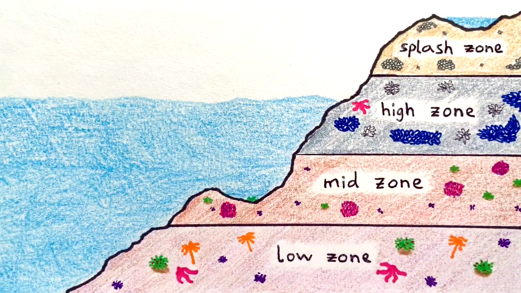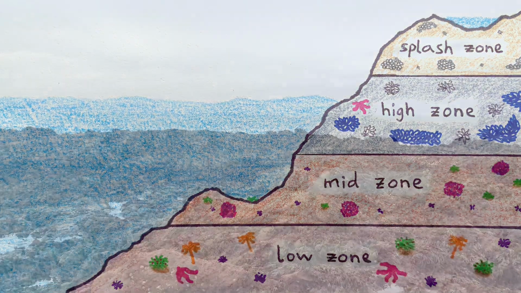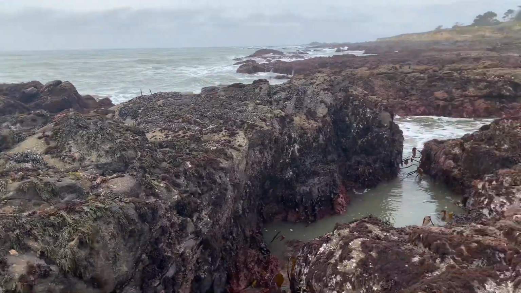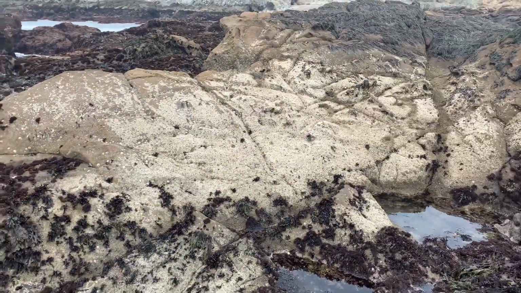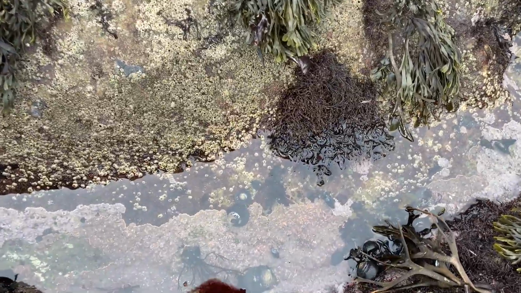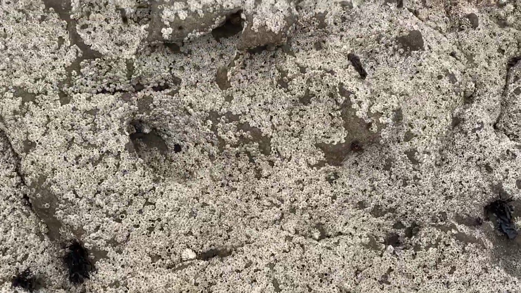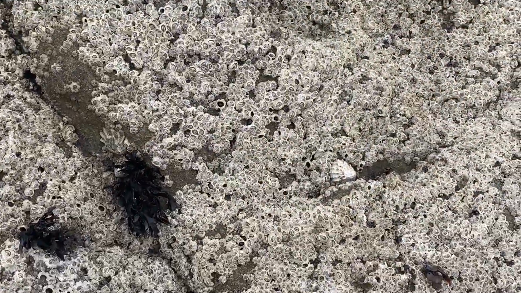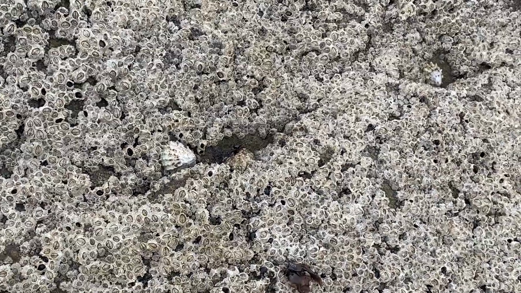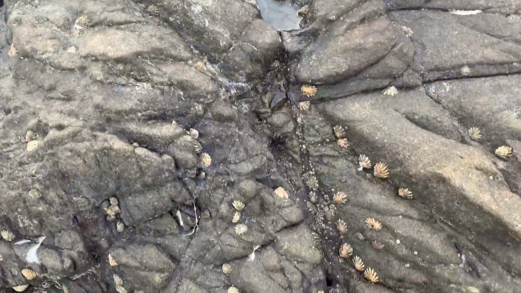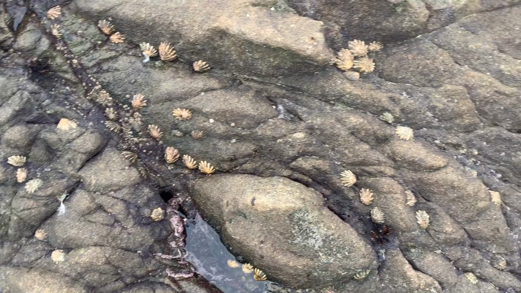The last zone we will explore is the splash zone. As its name implies, this area mostly gets wet by splashing water rather than being completely covered by waves. So we've moved away from the water's edge. We're now up here in the splash zone. The lower part of the splash zone has a lot of snails, and as we move up, it transitions to be more of these barnacles. Barnacles and limpets. That's the splash zone.